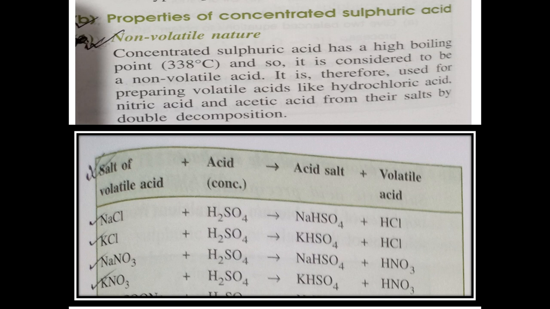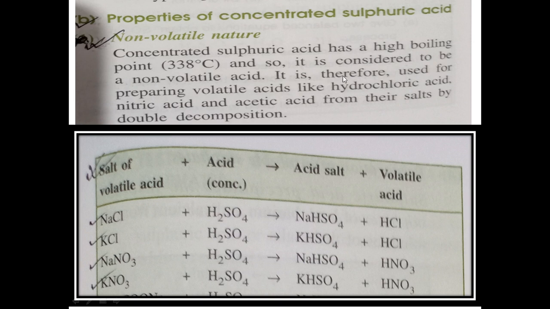Now let's see the properties of concentrated sulfuric acid. We discussed the properties of dilute sulfuric acid. Now let's see what the properties of concentrated sulfuric acid are. Concentrated sulfuric acid is non-volatile in nature. It has a high boiling point of 338 degrees Celsius. That means it is non-volatile, because its boiling point is 338 degrees Celsius, which cannot be easily achieved.